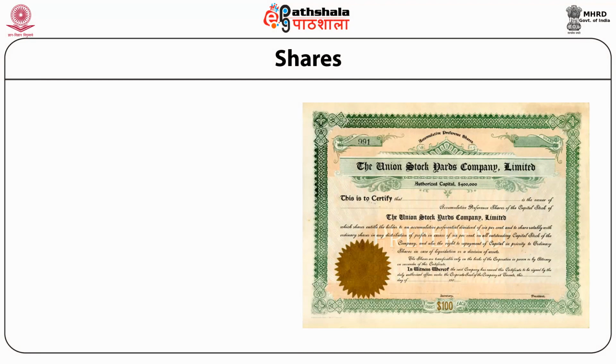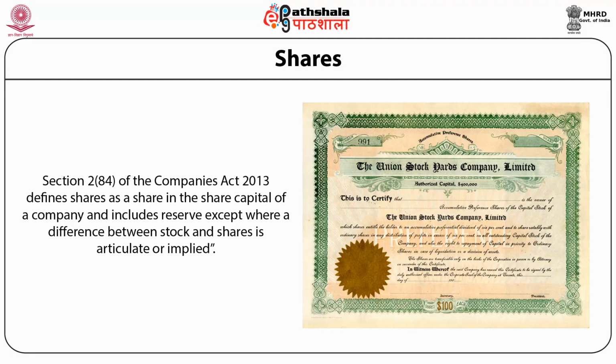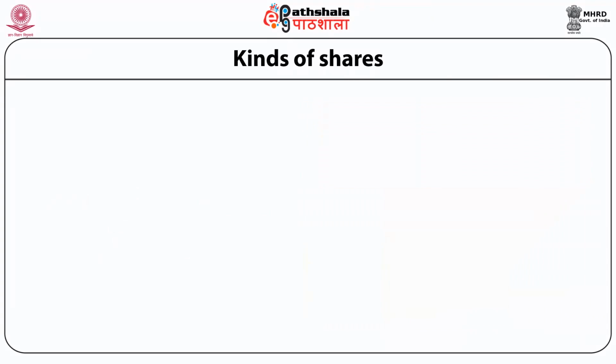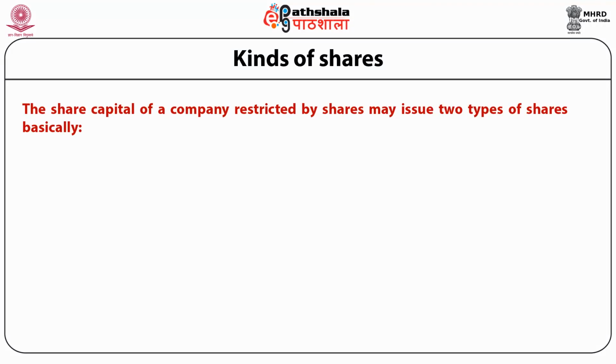What are called shares? Section 2, clause 84 of the Companies Act 2013 defines share as a share in the share capital of a company and includes stock except where a distinction between stock and shares is expressed or implied. The different types of shares: the share capital of a company limited by shares may issue two types of shares. Basically, first is preference share capital and second is equity share capital.